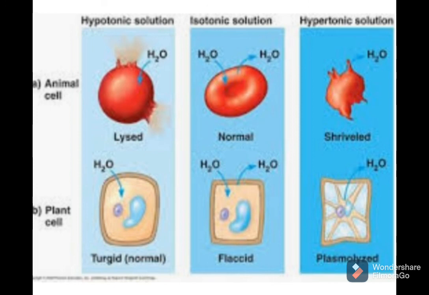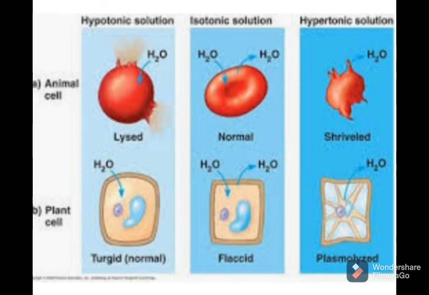Then if the cell is placed in an isotonic solution, what will happen? As the concentration of water is the same inside and outside the cell, there is overall no movement of water molecules. Water crosses the cell membrane in both directions, so overall no water movement. The cell retains the same shape; it remains as it is.